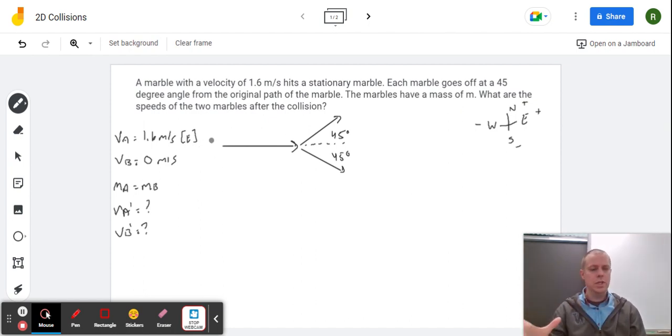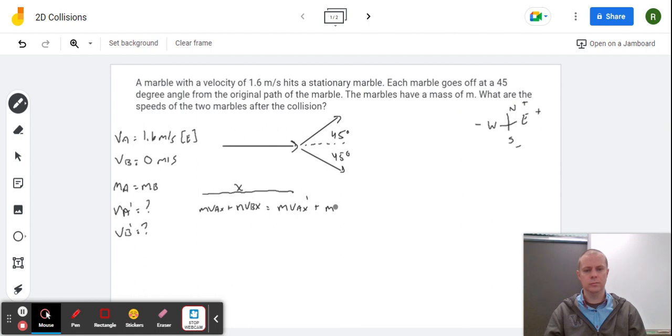So we have a 2D collision problem. Anytime we're dealing with two dimensions, we always need to split things into x and y. So I'll start with the x side. We weren't told anything about it being perfectly elastic or perfectly inelastic, so we have to just stick with the normal conservation of momentum equations. We don't get to use anything else here.